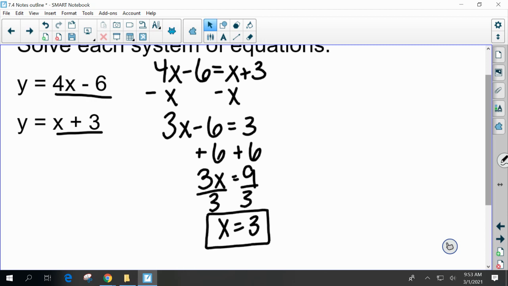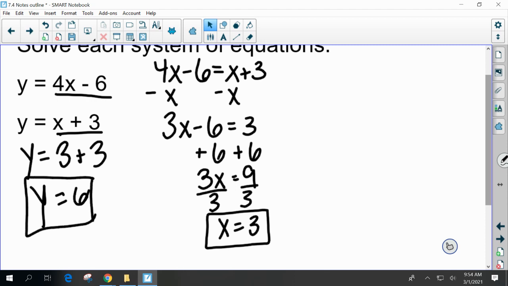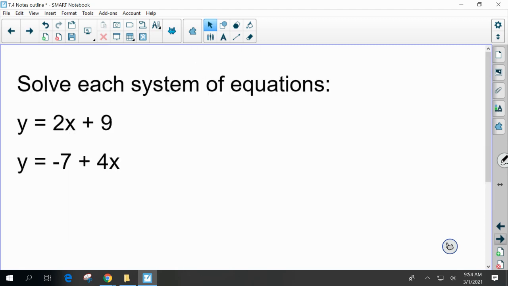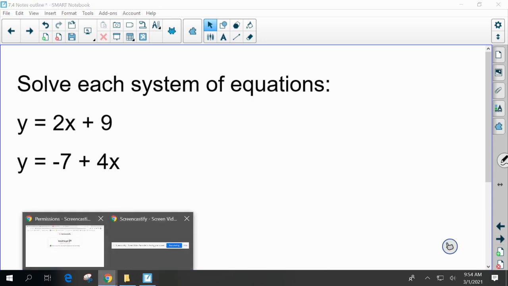Okay, so x equals 3, we're partially done with this problem. Now we have to take x equals 3 and plug it back in to get y. I can put it in either of these equations, it doesn't matter, but the bottom one would be easier. So y equals 3 plus 3. So y would equal 6. Okay, I want you to pause your video and try this problem.